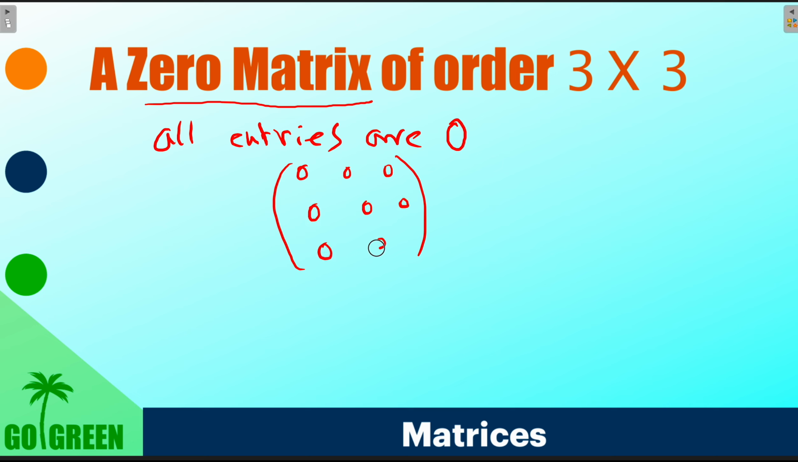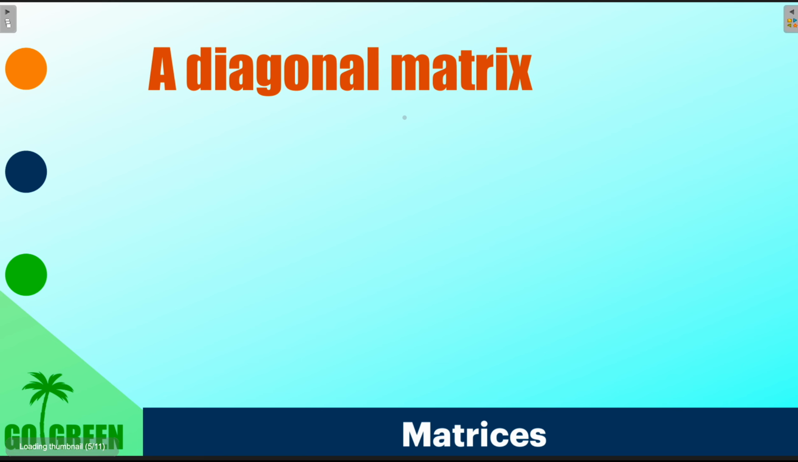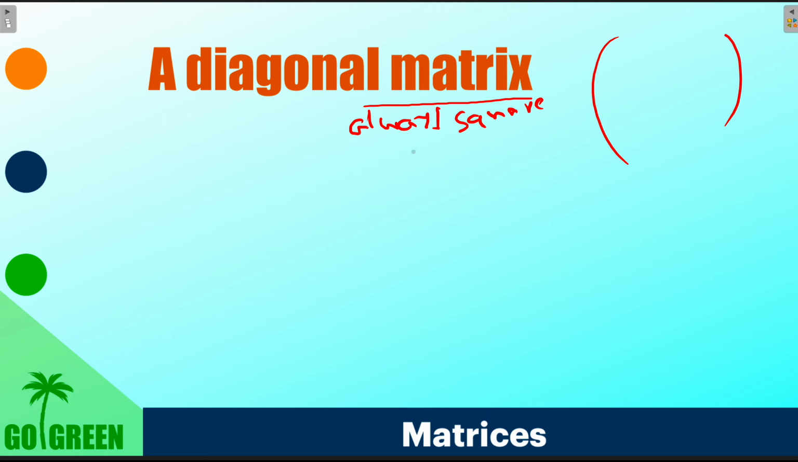So row 3, column 3 means it's a square size matrix, and zero matrix means all are zero entries, okay? So a diagonal matrix means, what is the diagonal? Suppose a matrix is written, okay? A diagonal matrix means it is always a square matrix, always square matrix.